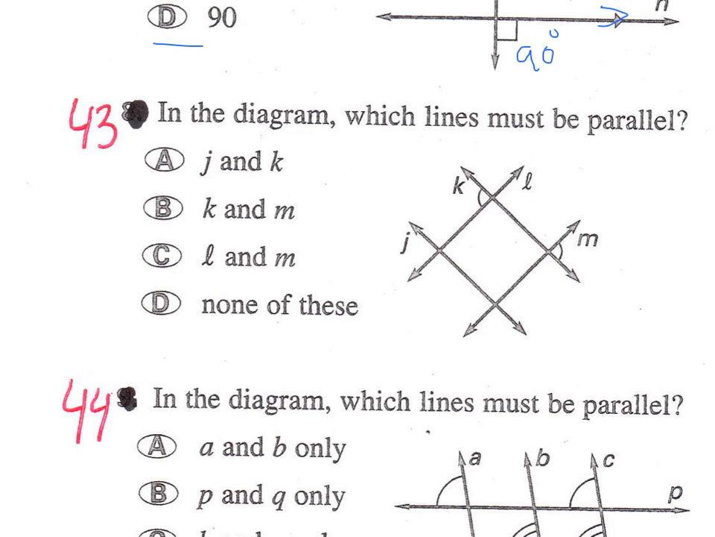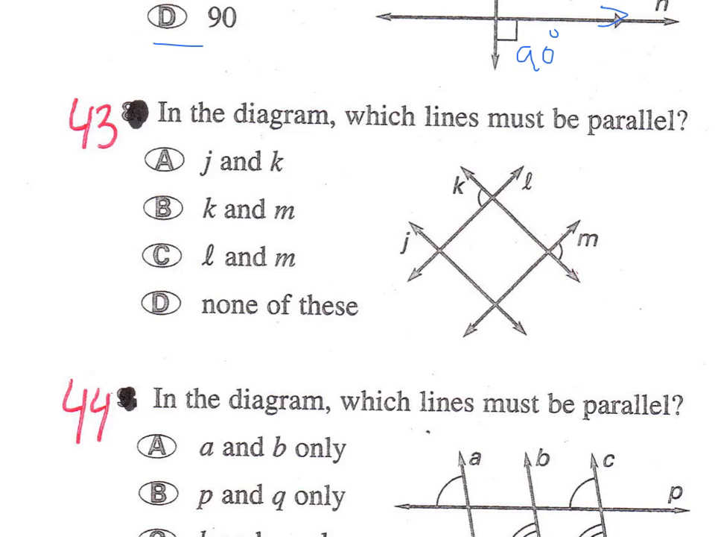In number 43, which lines must be parallel? I'll try to highlight them here for you a little bit. Okay, is it A, J and K? Those must be parallel. Now before you go thinking too much here, guys, pay attention to these arc marks, I'm sorry, those arc marks. Pay attention to those. That'll help you determine which lines are going to be parallel.